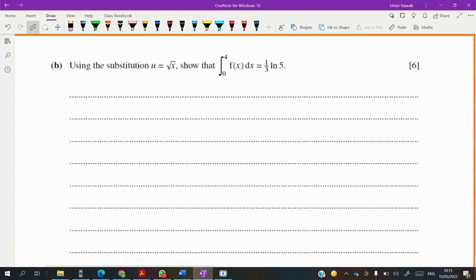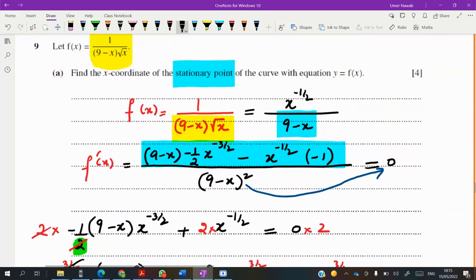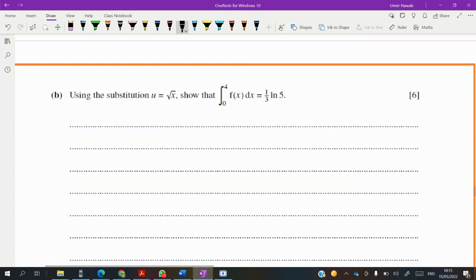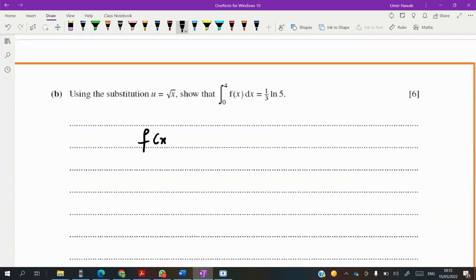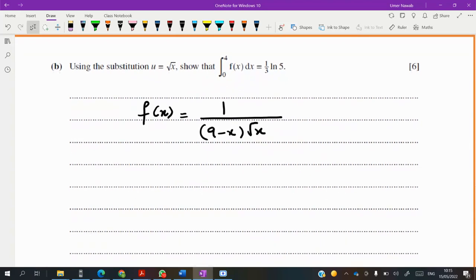The next question, which I'm going to solve now, is on substitution. You can see the function we started with. The function was 1 over (9 minus x) times square root of x. Now we need to integrate f of x dx from 0 to 4. How can we do this integration?